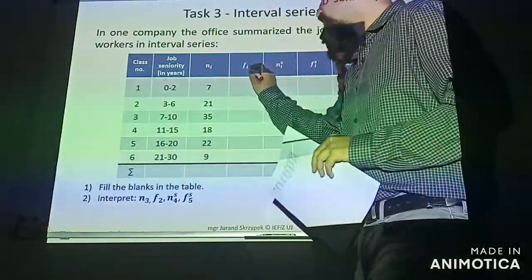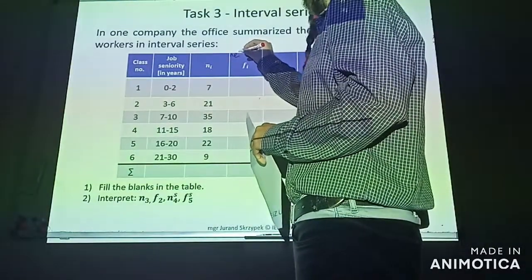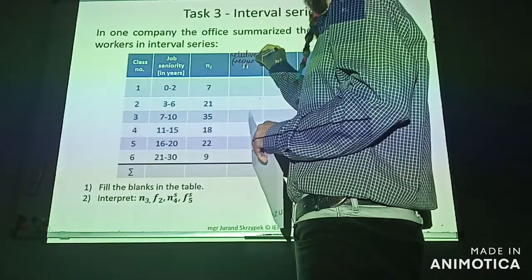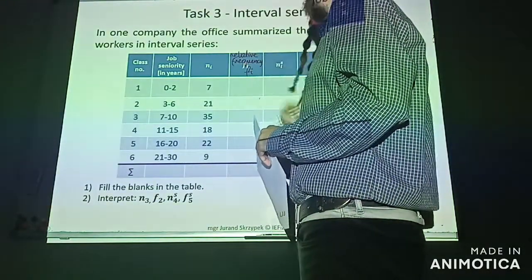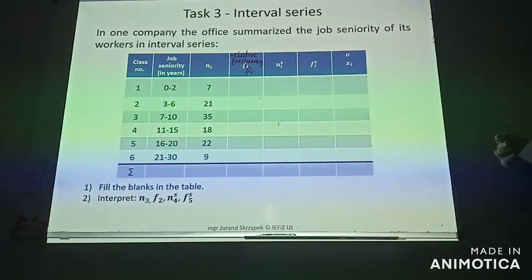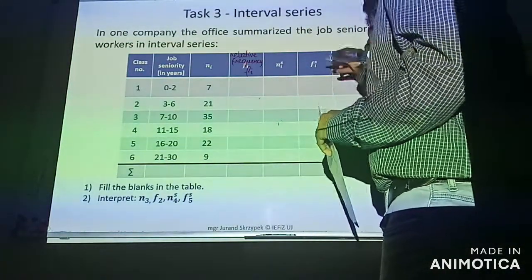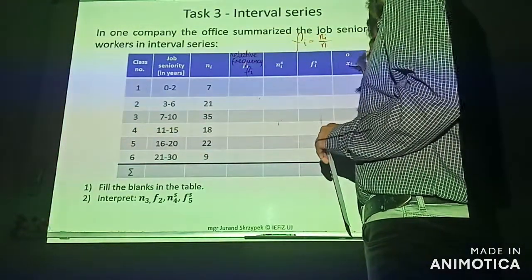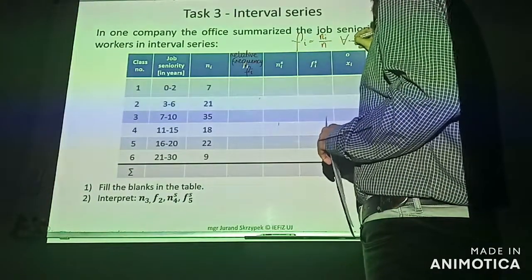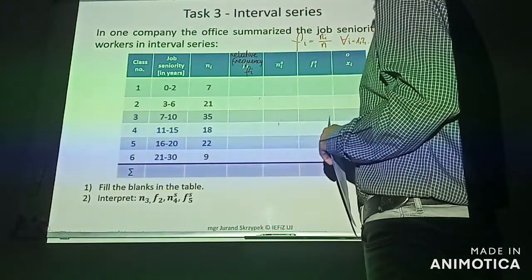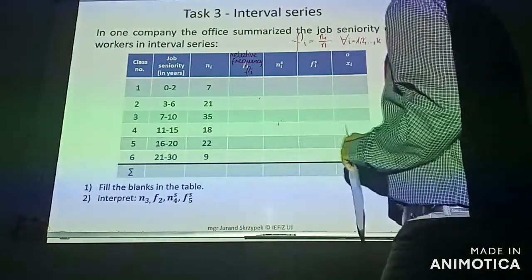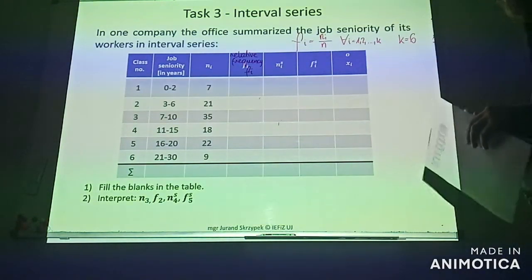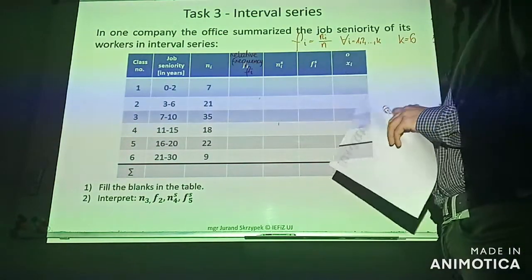Yes, so we'll start with Fi, which is relative frequency. In order to compute relative frequency, we need what? Fi is Ni divided by N, for each i equal 1, 2, up to K, because we have K classes. K in our example is 6. Yeah? We need the population size.